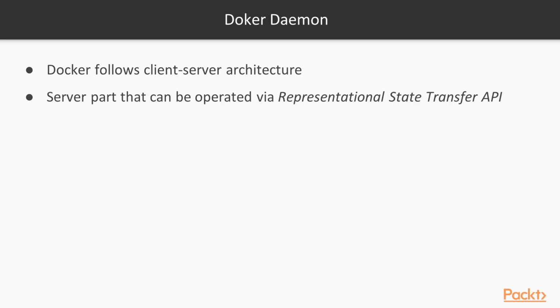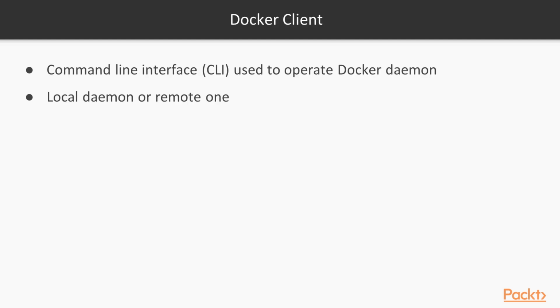Next are the Docker daemons. Docker follows a client-server architecture. The Docker daemon is the server part that could be operated via a representational state transfer API. Last one is the Docker client. Docker client is a command-line interface, CLI, used to operate a Docker daemon. It might be a local daemon or a remote one. The last three concepts are the key for drafting the architecture of Docker.